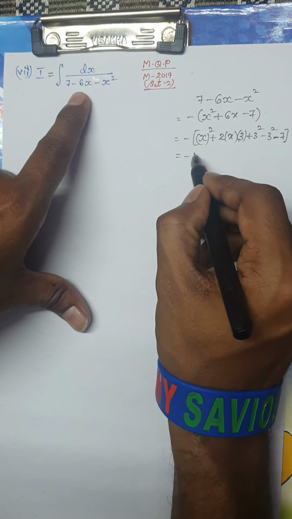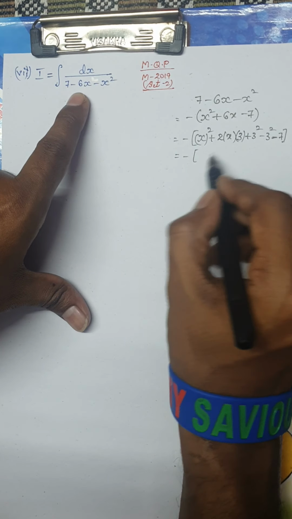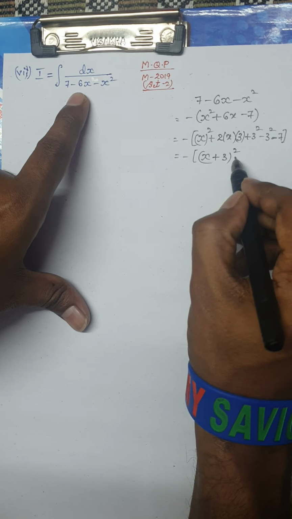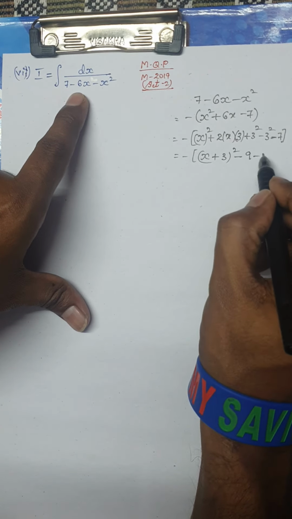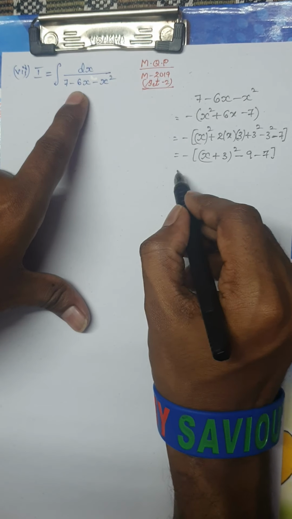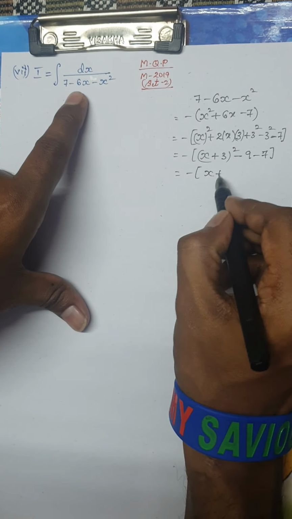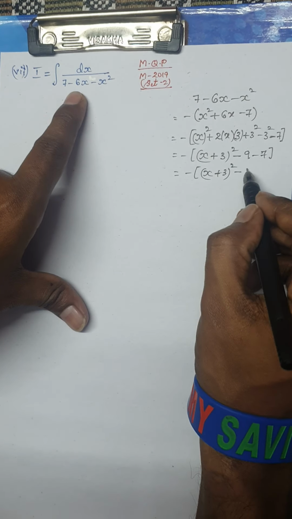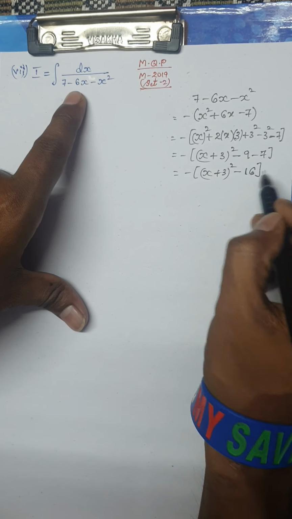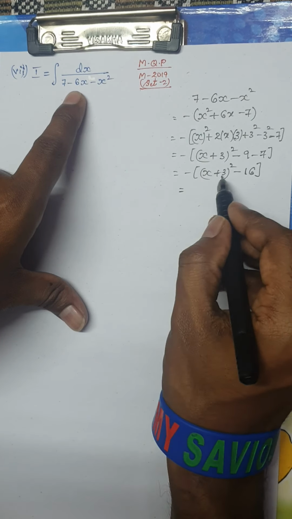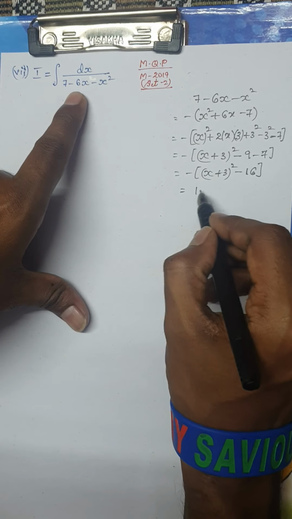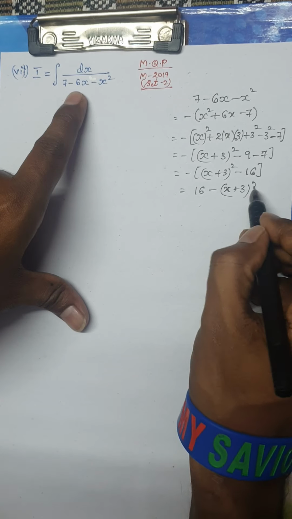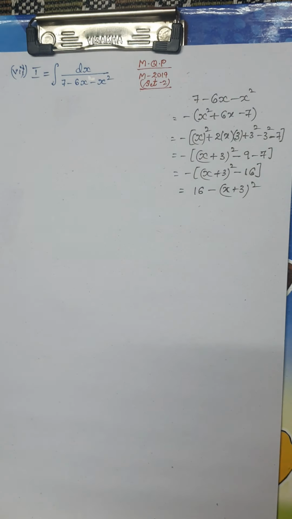This is nothing but minus of this. If you take the first 3 terms, it will be of the form a plus b whole square. Minus, what is 3 square? 3 square is 9, and minus 7 is already there. This is nothing but minus of x plus 3 whole square minus 9 minus 7, which is minus 16. Now if you take minus inside, minus of minus becomes plus, so 16 comes first, minus x plus 3 whole square. So I've got this into my regular form.